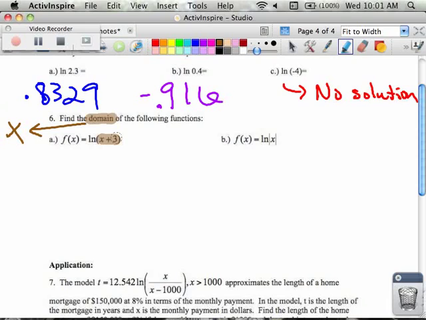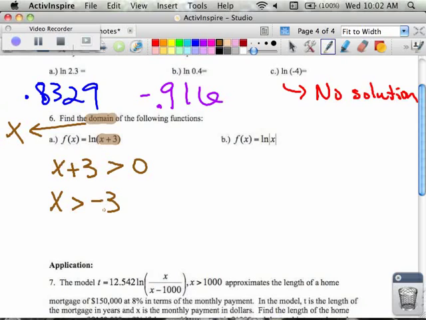Log works almost exactly the same. Instead of saying greater than or equal to 0, you say greater than 0. So x plus 3 is greater than 0, because it cannot be equal to 0. Move the 3 over, and I know that my domain is any number I want to choose that's bigger than -3. Like -2.9 is fine. -2 is fine. -1, 0. Any of those numbers will work. But if I pick -3, I'm logging a 0.